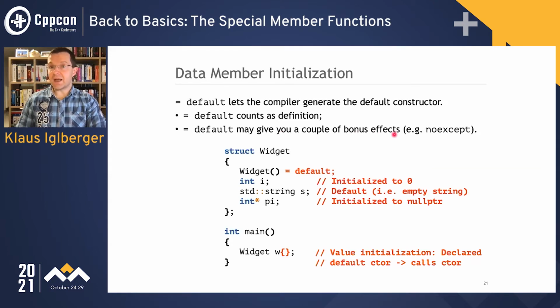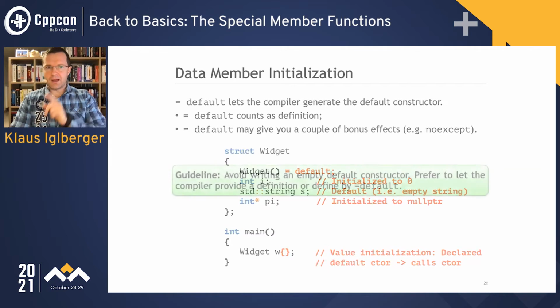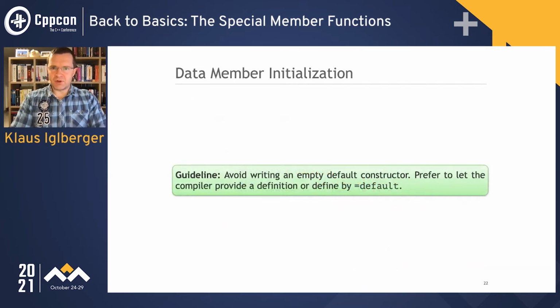There may be other situations, but this equal default may also give you a couple of bonus effects. For instance, noexcept. That's something that you might not have thought about before, but equal default is something where the compiler starts to think about all the details, and you might, in this situation, since C++17, get the noexcept for free. Pretty good indeed. So please avoid writing an empty default constructor, and I mean the one with an empty set of braces. Prefer to let the compiler provide a definition or define it by equal default. Now that's definitely a step forward.